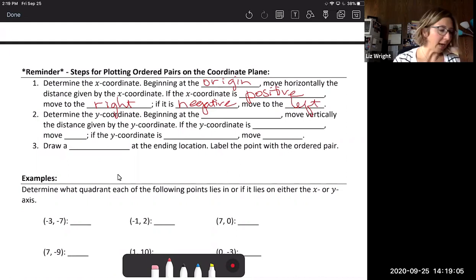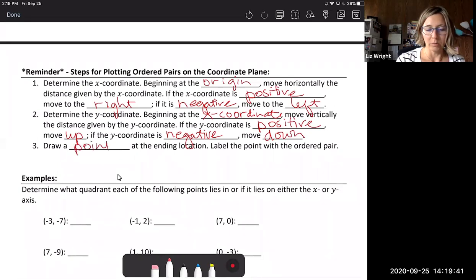Determine the y coordinate. Now where are we beginning? We're not beginning at the origin, we're beginning at the x coordinate. Move vertically the distance given by the y coordinate. If the y coordinate is positive, we're going to move up. If the y coordinate is negative, we're going to move down. Then you draw a point or a dot at the ending location. Sometimes we label the point with the ordered pair, sometimes we don't. It depends on what we're doing.